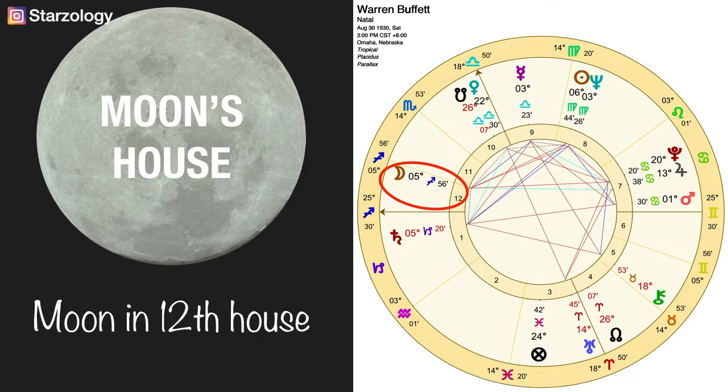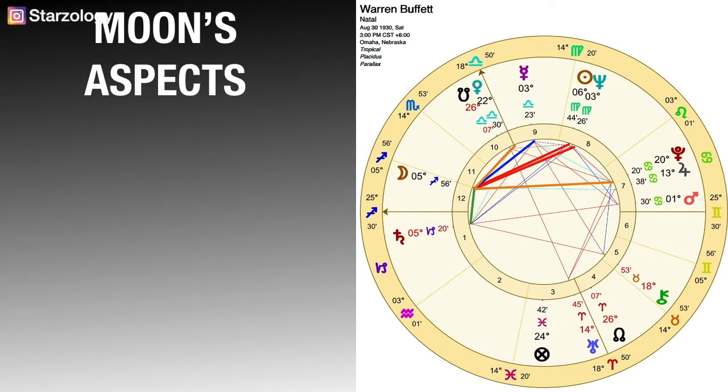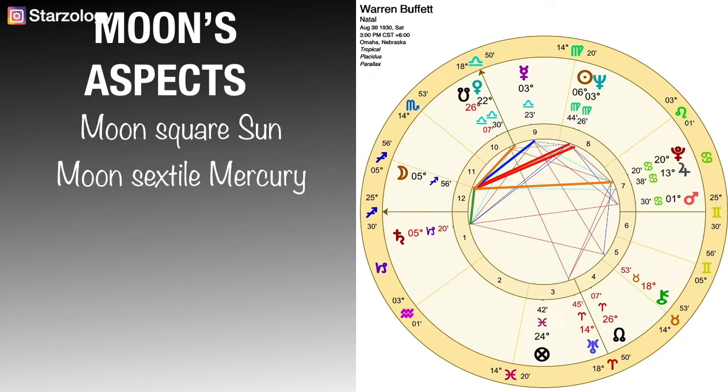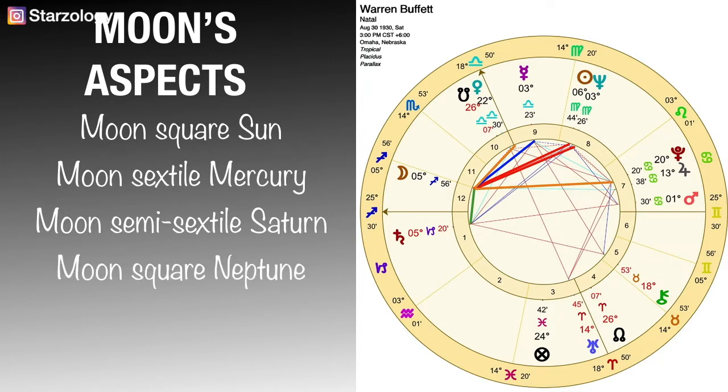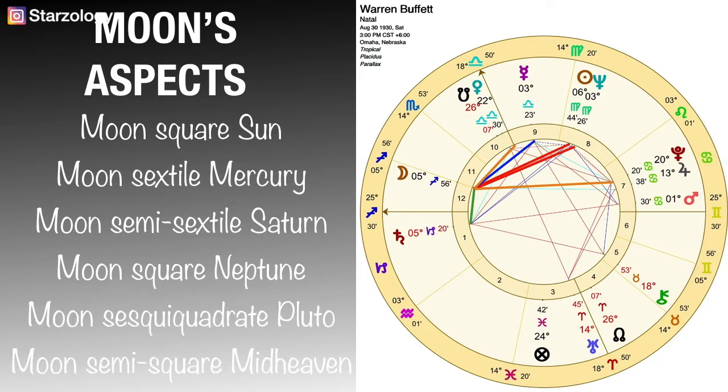The Moon's house is, the Moon is in the 12th house, and then aspects to the Moon, of which there are several. So the Moon is square the Sun, it is sextile Mercury, it is semi-sextile Saturn, it is square Neptune, and sesquiquadrat Pluto, and the Moon is semi-square the midheaven. So this means that the Moon has 6 aspects to it that need careful consideration, and you would interpret all those one by one separately under the Moon's aspects.